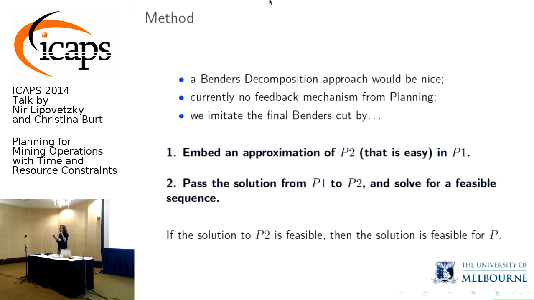We can solve that first partition with the approximation, pass the solution to the second partition, and then solve for a feasible sequence. So it should be clear that if we get a solution to the second partition, it will be feasible for the entire problem. I also wanted to note that we have constructed our partitions in such a way that every solution that we pass from P1 to P2 is also guaranteeing feasibility in P2, which is very important for our industry partner.